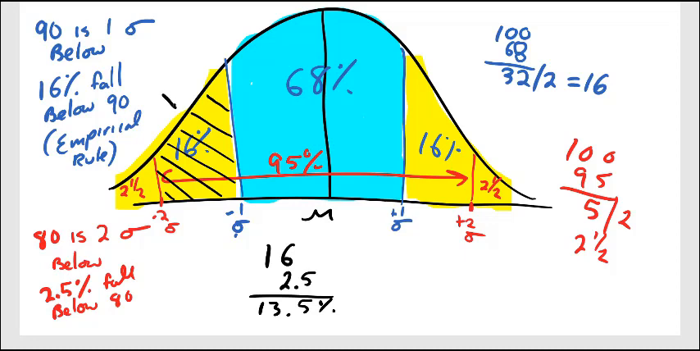So let's just double check. If this is 13.5, 2.5 plus 13.5 plus 68, because that blue area is all included, plus 16 plus 2.5, if I add up all those numbers, those are exactly equal to 100%. So that's how I can use the area under the curve. Let's go ahead and do one more example.